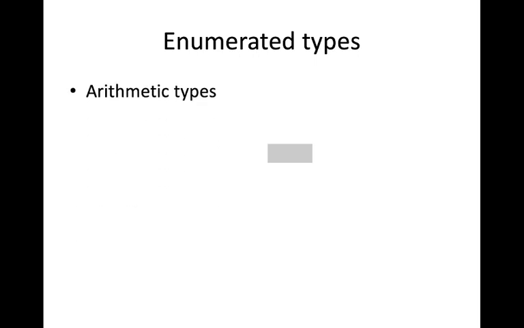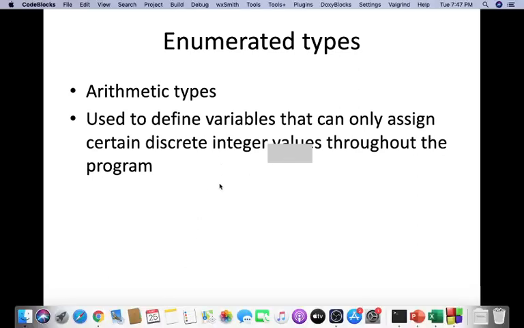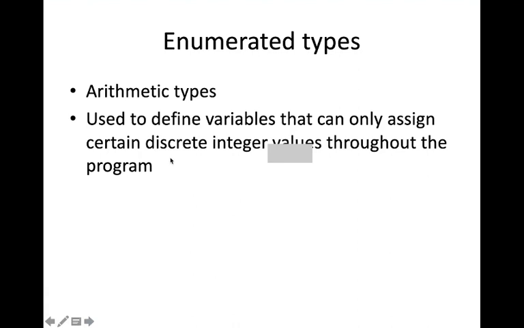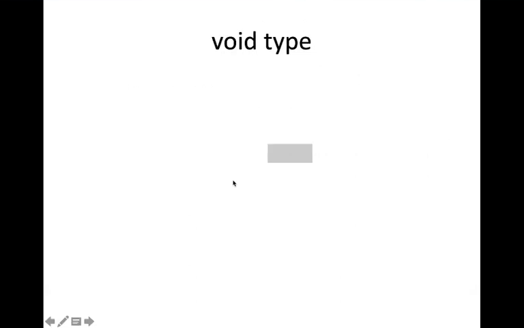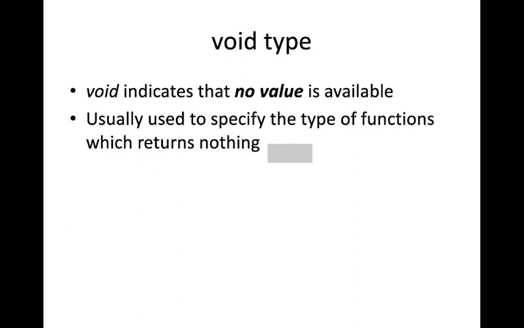Then we have the enumerated data type also. Enumerated types are actually arithmetic data types, used to define variables that can only be assigned certain discrete integer values throughout the program. Then we have the void data type, and void indicates that no value is available. It is mainly used to specify the type of functions which return nothing. So when we study functions, we will see this void data type.